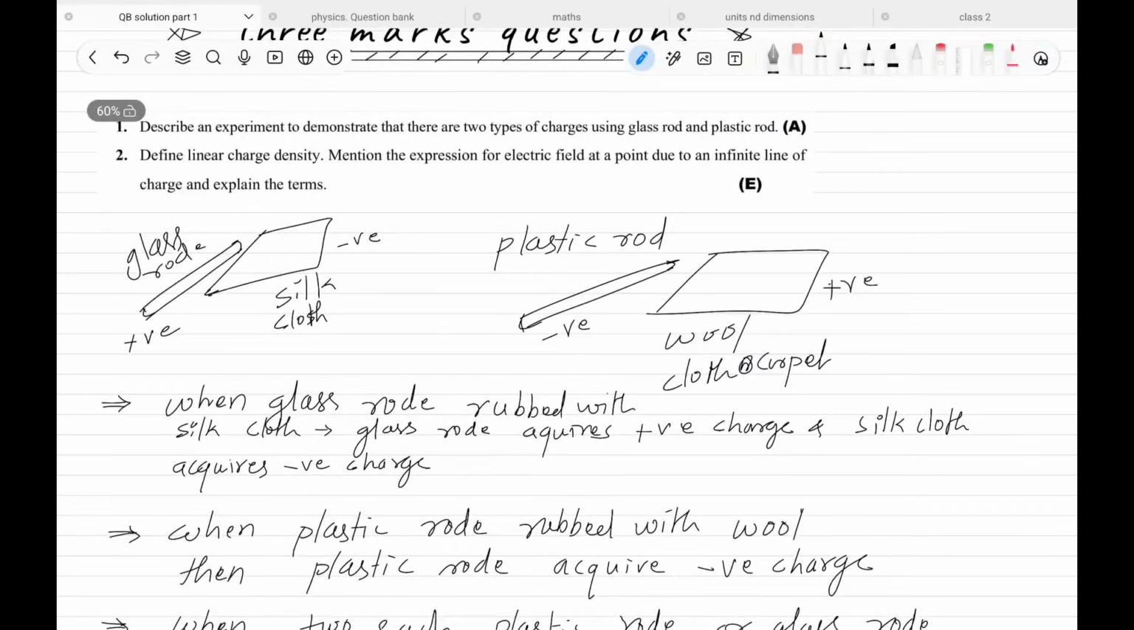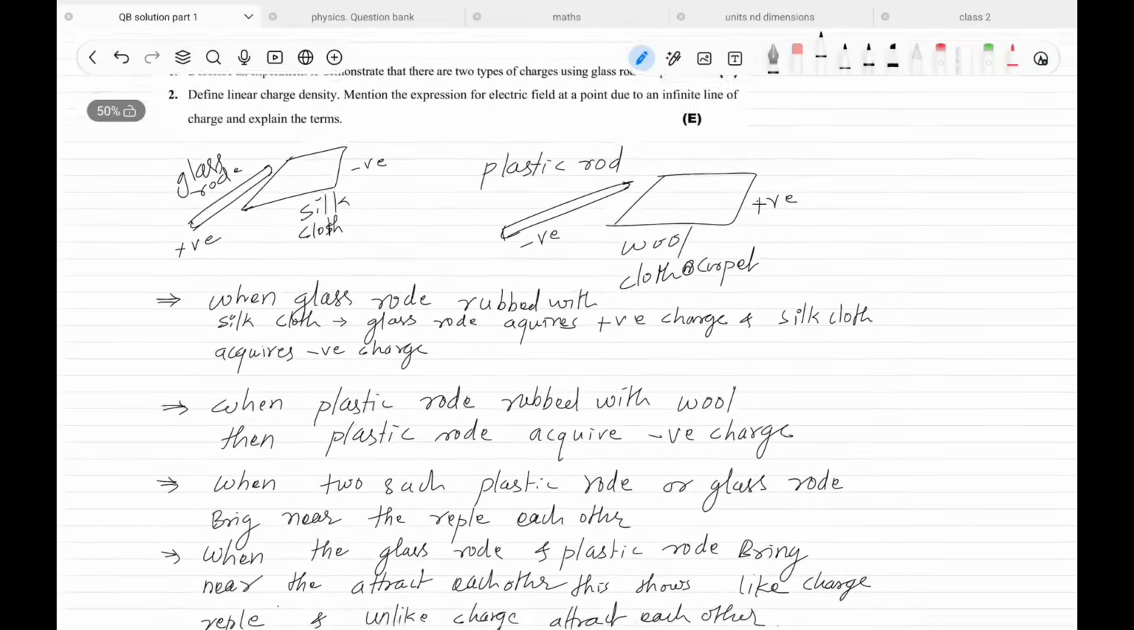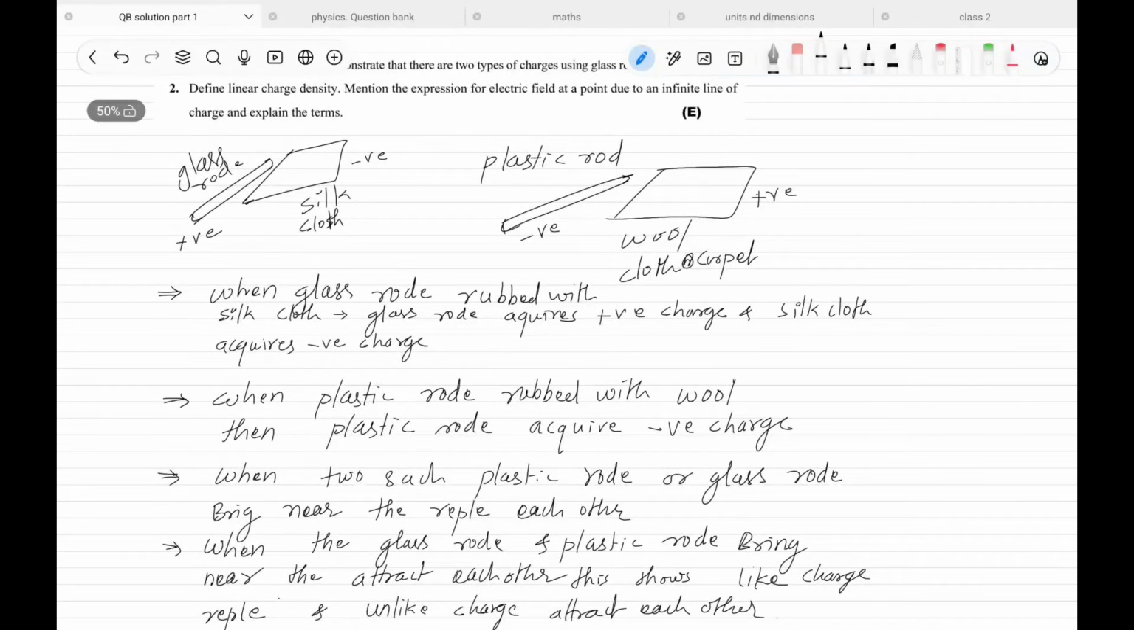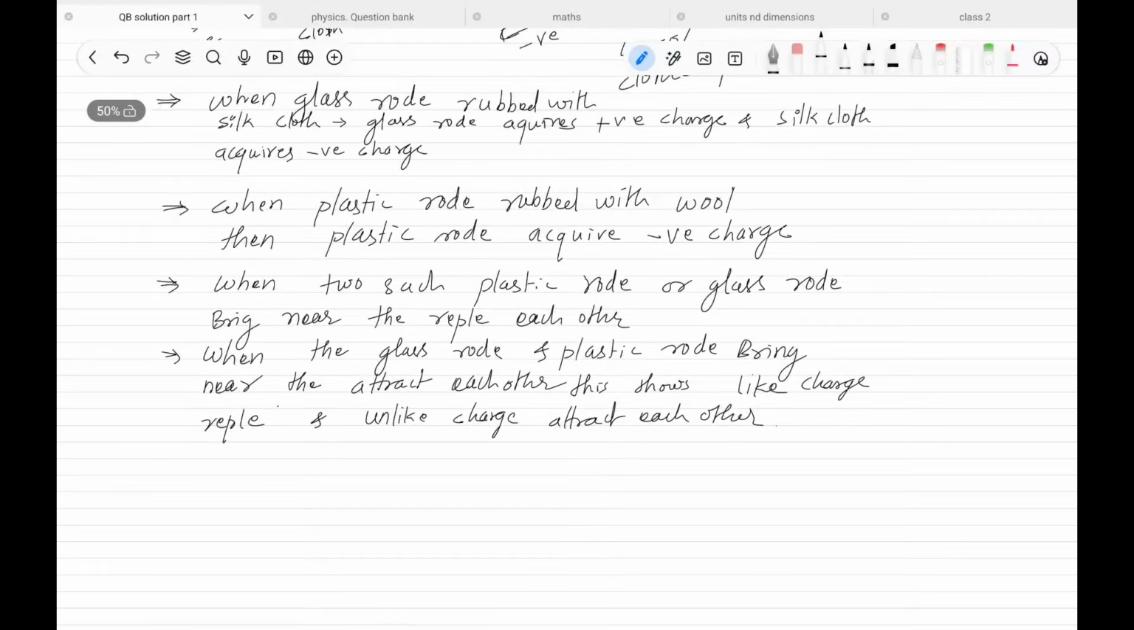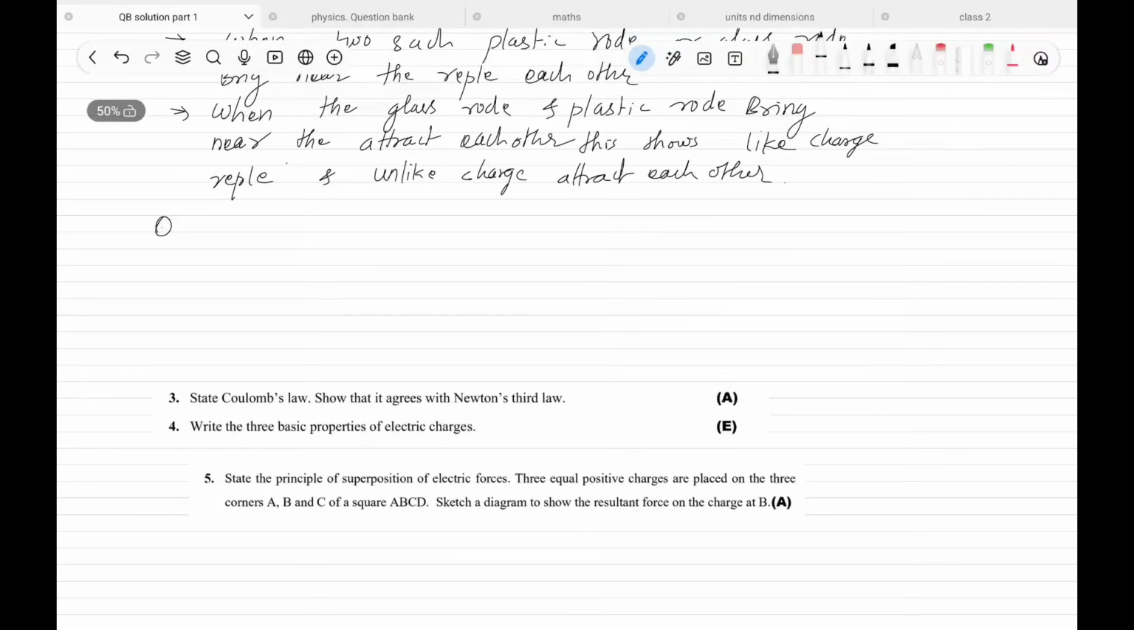What is the next question? Define linear charge density. Mention the expression for electric field at a point due to infinite line of charge and explain the terms. Question number 2.